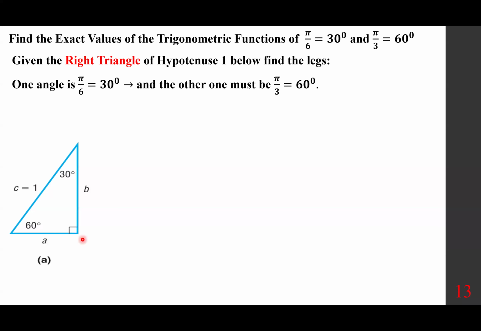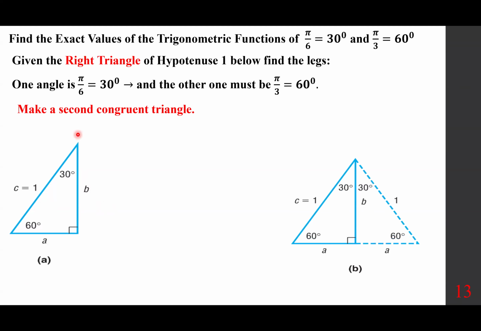Let's make an identical triangle and put it next to it. Make a second congruent triangle. Put them next to it. So if you do that, this is 1. This is identical to that, must be 1. This is identical to this. If this is a, this must be a. This is in common. This angle was 30 degrees, so this must be 30 degrees. This was 60, so this must be 60 degrees.